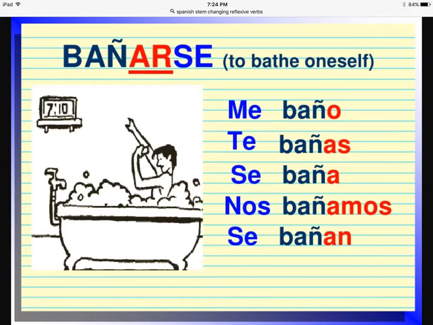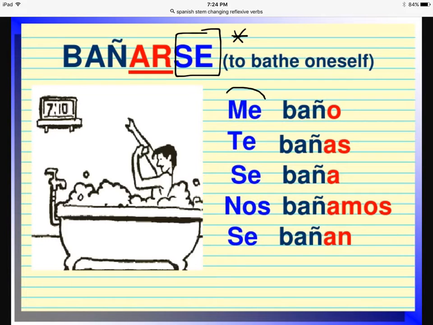First of all, remember, reflexive verbs are verbs where the action is reflected back onto the doer, the subject of the sentence or the verb, the person who's doing the action. You can always tell if a verb is reflexive because it'll end in se in the infinitive form. So, bañarse means to bathe oneself, and sometimes it can also mean to take a bath.